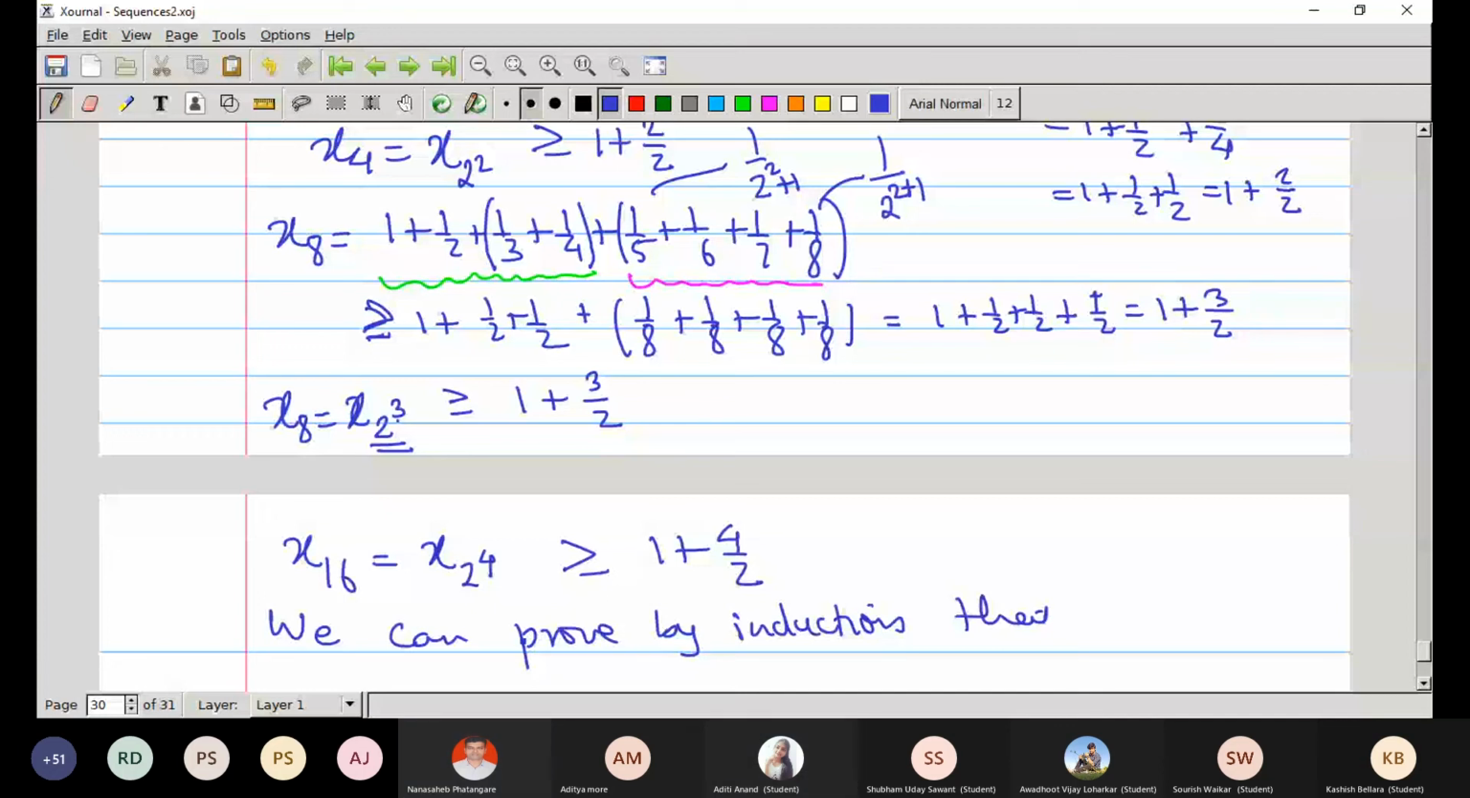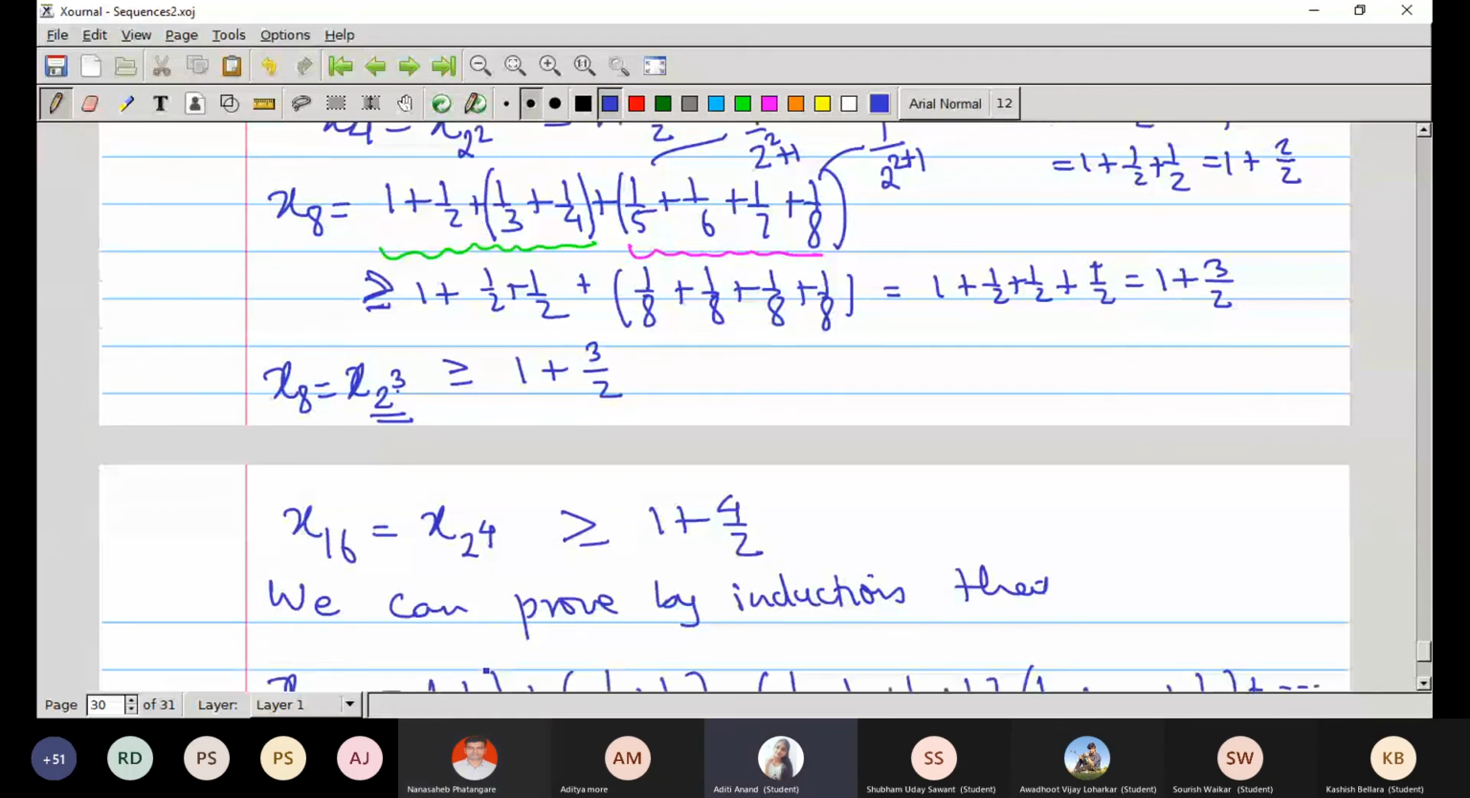Yes, sir. Yes, we understand the difference. The first term is 1 upon 2 raised to 2 plus 1, and the last term is 1 upon 2 raised to 3. The difference: plus 1 is in the exponent, plus 1 is in the base.